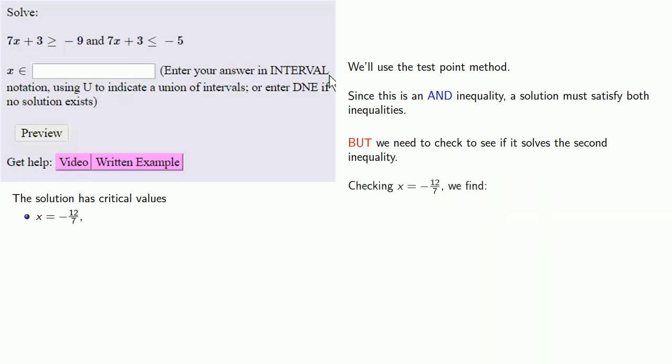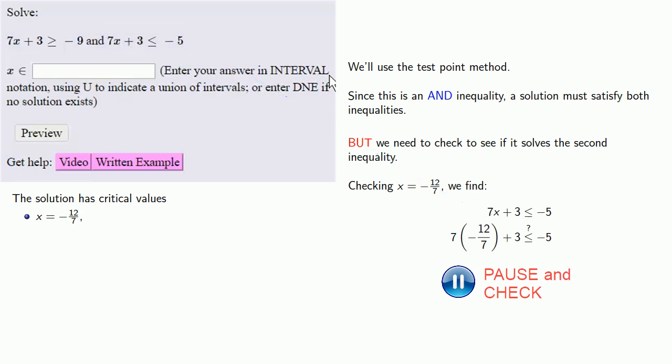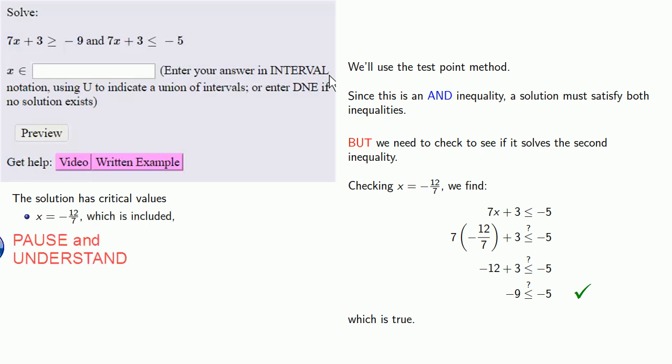So we'll check x equals negative 12 sevenths and see if it solves the second inequality. And since negative 9 is in fact less than or equal to negative 5, then x equals negative 12 sevenths also solves the inequality. And so this critical value is included.